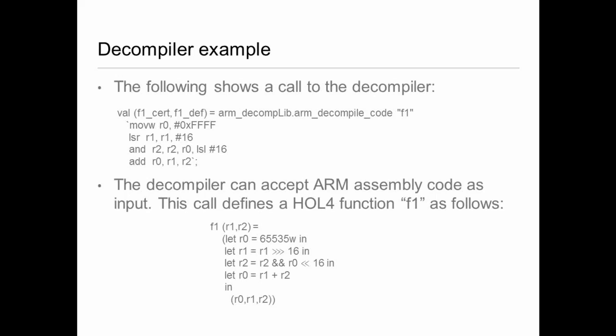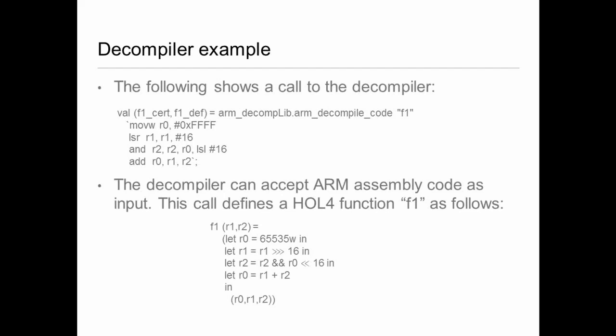I don't know how many people read ARM, but we've got 4 instructions here. The first is a move, then we've got a logical shift right, we've got a logical AND with one of the arguments shifted left, and then we're adding 2 arguments as well, and putting the result in R0. So we supply that, it then churns away, and it gives us this function here below, f1, corresponding with that.